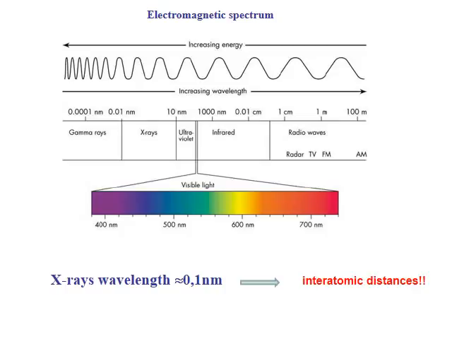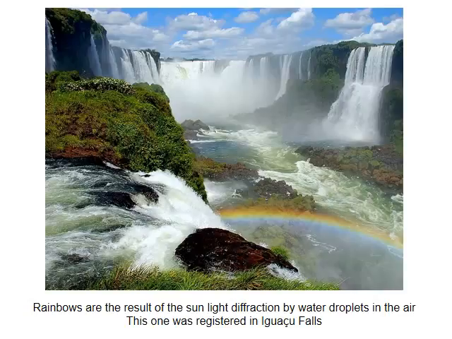But coming back to our main subject, the X-ray wavelengths are of the order of the interplanar distances in crystal structures. Therefore, X-rays are diffracted by crystal structures. Rainbows are the result of sunlight diffraction by water droplets in the air. This beautiful image was registered in Iguaçu Falls. We have already shown you some images of this astonishing sight in Brazil.